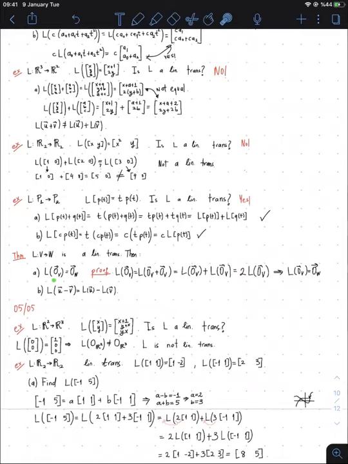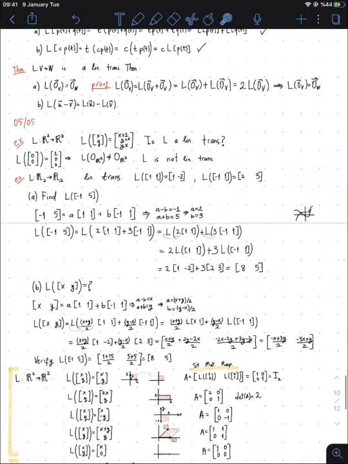A linear transformation must send the zero vector to the zero vector. These two zero vectors can be different because the vector spaces can be different. But this is not an if and only if condition. If this condition is satisfied, it does not mean the given map is a linear transformation. If it is not satisfied, then it's not a linear transformation. But if it is satisfied, we don't know whether it's a linear transformation or not.